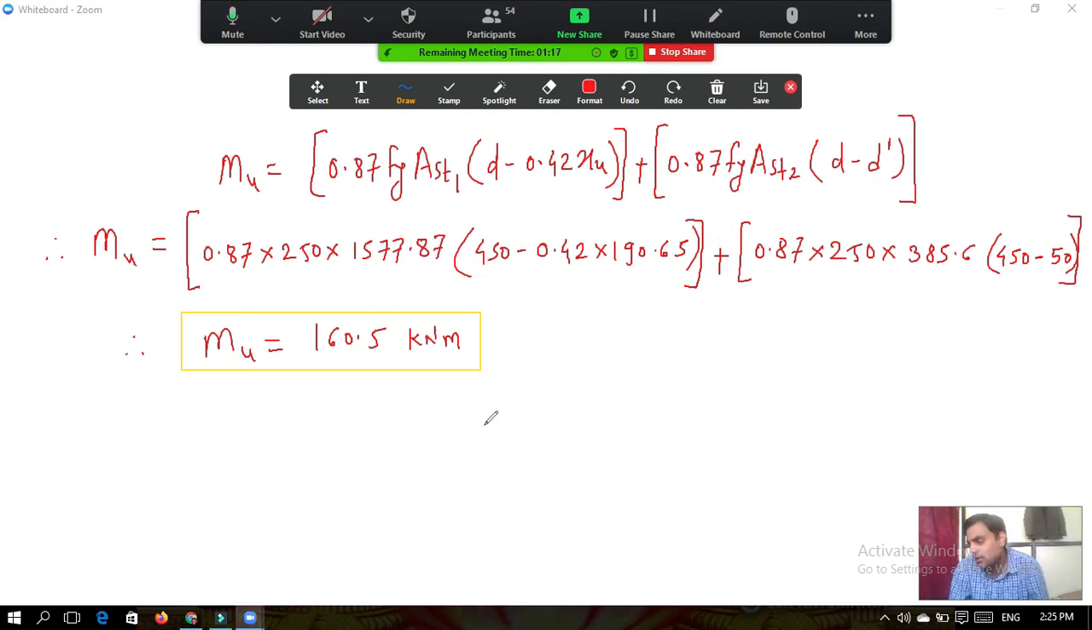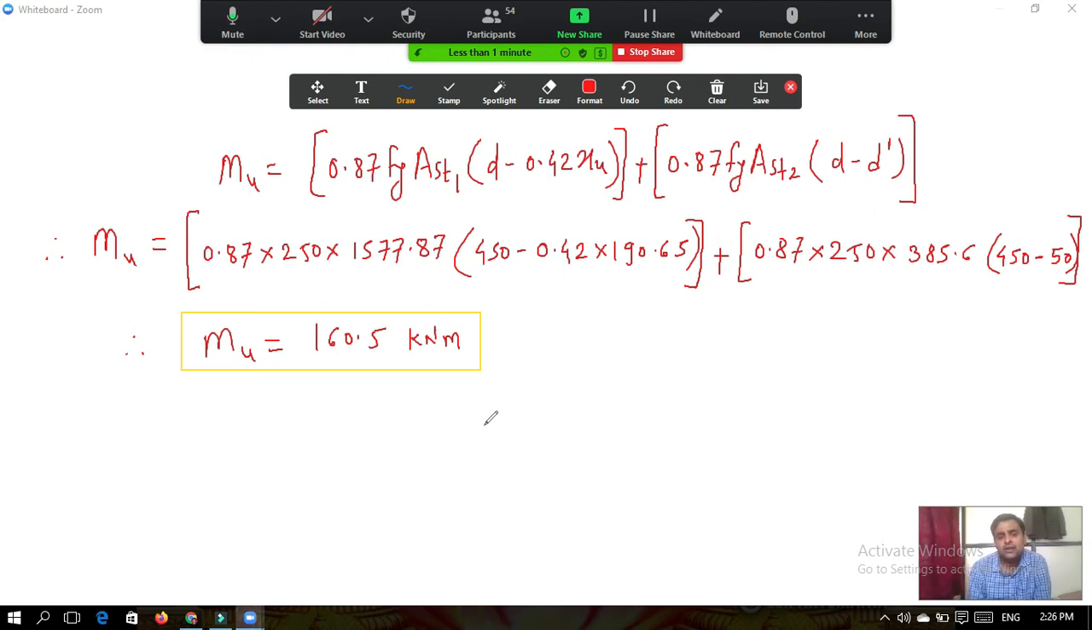After the calculation of AST2, we calculate the value of AST1. The total area of steel is AST, which is equal to AST1 plus AST2. So we subtract the value of AST2 from the total area of steel so that we get the value of AST1. After that, we equate CU1 is equal to TU1. Then we got the value of XU.